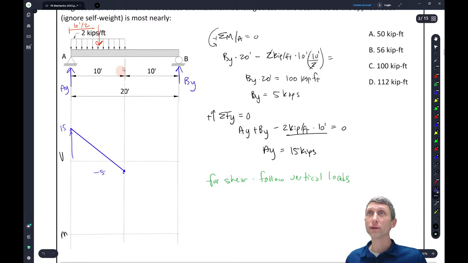All right, so let's go to the next one. And you'll use this stuff for the next one, I hope. Okay, so the next one, same type of thing. Which moment diagram corresponding with the beam and applied load shown below most nearly matches, right?